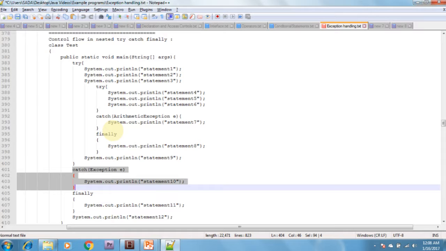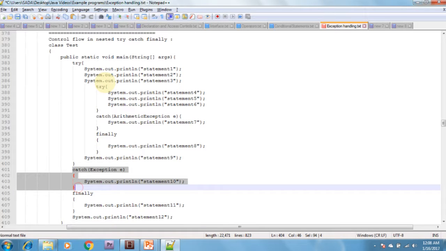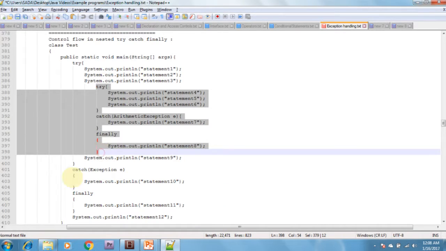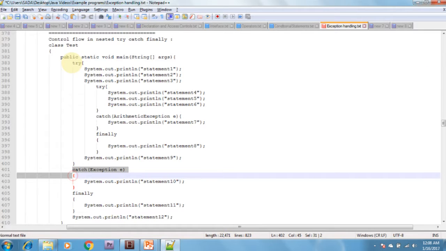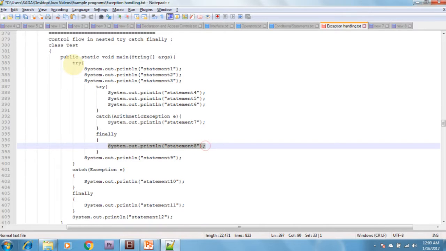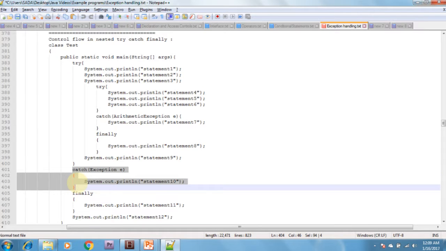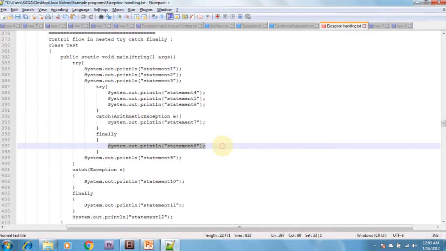If an exception is raised at statement 8, the corresponding catch block has matched. This is the corresponding catch block. Why? Because all these blocks, the corresponding catch block is the inner of this one. Whenever an exception is raised, this is the try block and this is the corresponding catch block. If an exception is raised at statement 8 and the corresponding catch block has matched, it is also a normal termination of the program.